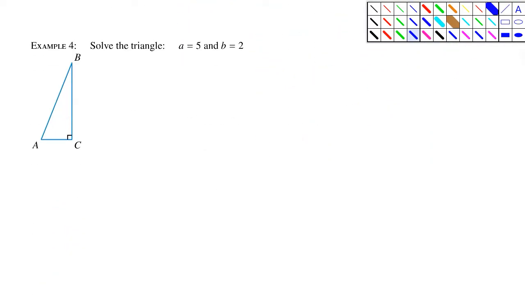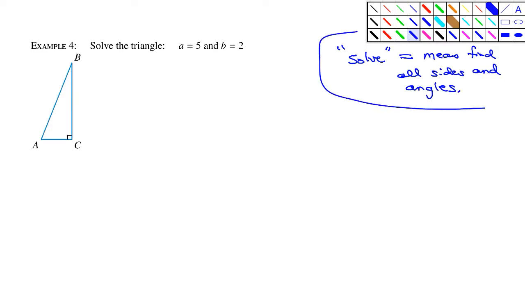Example 4, solve the triangle. In this book, whenever we go with solve the triangle, that just means find all sides and angles. In particular, you just need to find everything that you don't already have. That's what solve the triangle means.